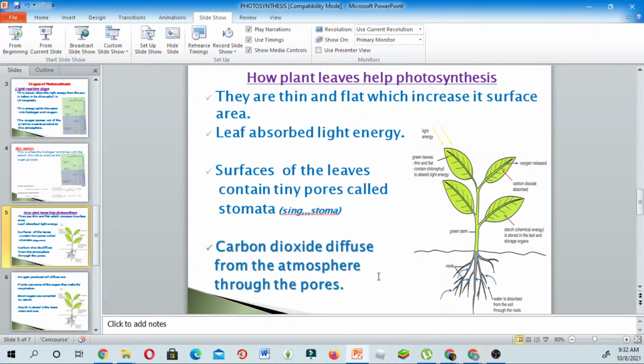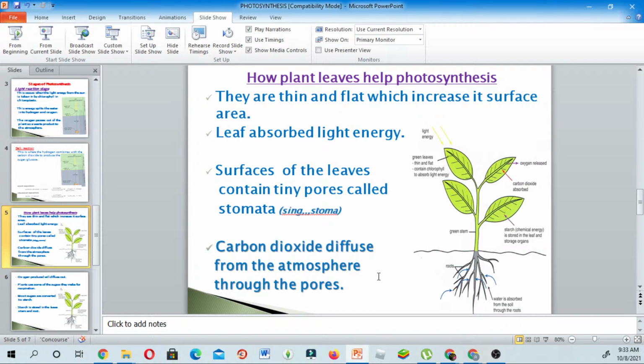Alright, so all plant leaves help photosynthesis. All those leaves of plants help this process. As for the leaf, they are saying that it is thin and flat, which increases its surface area. That simply means that the fact that the leaves are flat means that they can trap as much sunlight as possible. So the leaves of the plant are what absorb the sunlight. The surfaces of the leaves contain some tiny holes or tiny pores.